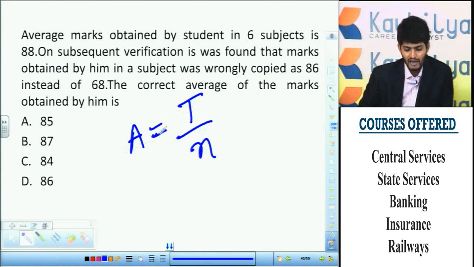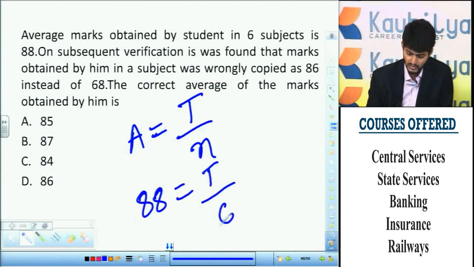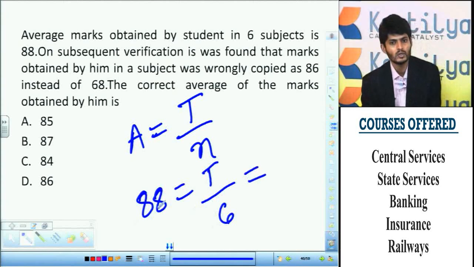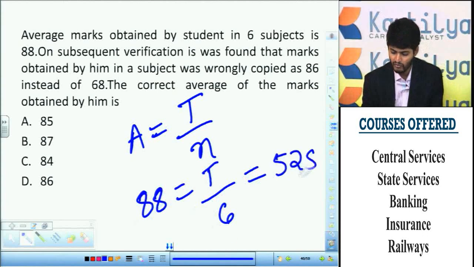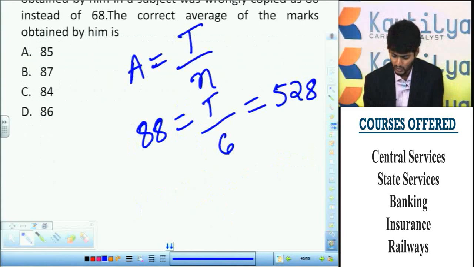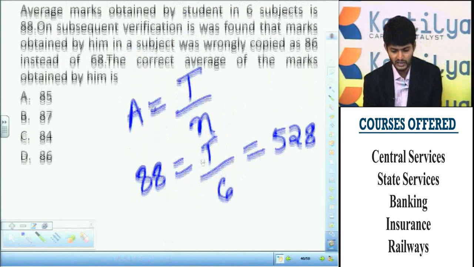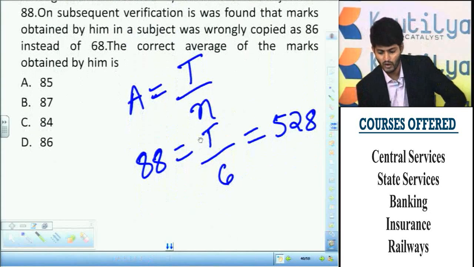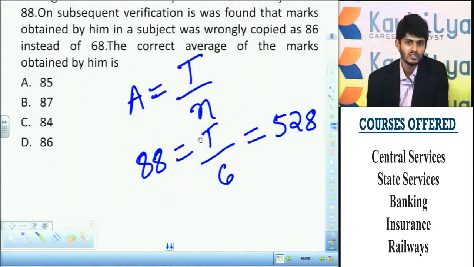Okay, here he said the average marks obtained by a student in 6 subjects is 88. So this average is 88, the total I don't know, but the number of subjects is 6. So from this I can calculate the total marks, which would be 88 into 6. 8 sixes are 48, so 480 plus 48, so this value will be 528. And he has obviously made a mistake in this calculation. On subsequent verification it was found that the marks obtained by him in a subject were wrongly copied as 86 instead of 68. So the correct value is 68, but he has copied it as 86.